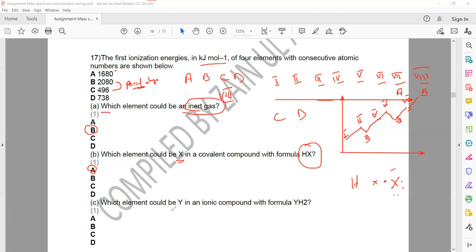And which element could be Y in an ionic compound with a formula? So it should be a metal which is losing 2 electrons, or group 2. So which one is group 2? D is group 2. Is this example clear?